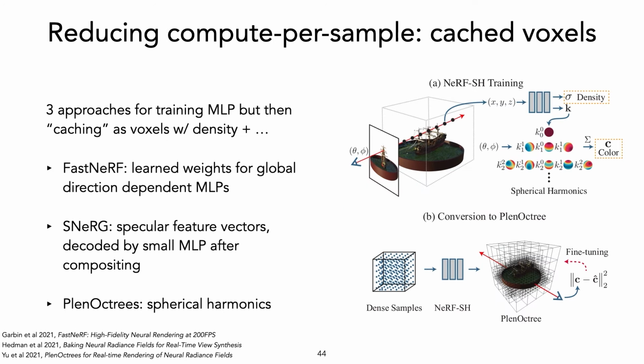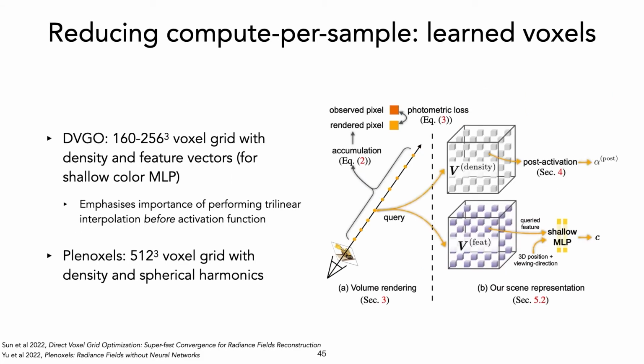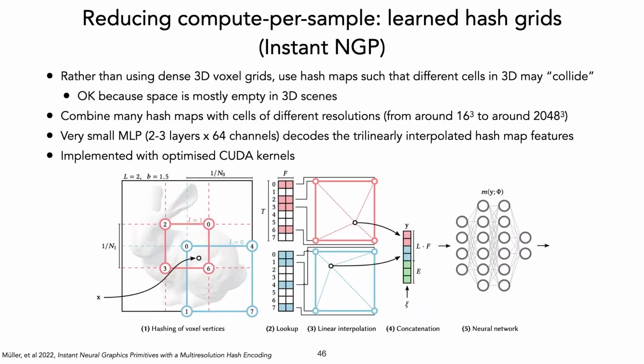It's also possible to discretize the function learned by the network after training is complete, sampling it densely on a 3D grid, and then using that to render novel views much faster. And recent work has actually shown it's possible to achieve the same high quality results by directly optimizing an underlying voxel grid representation, rather than having to bake it out from a pre-trained network.